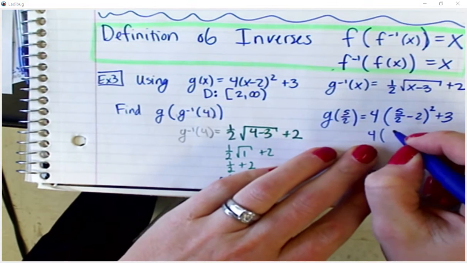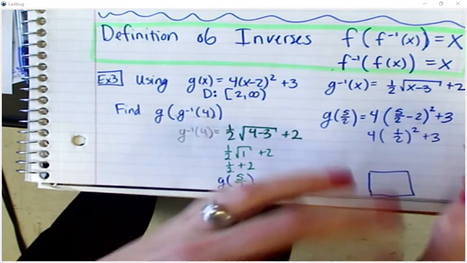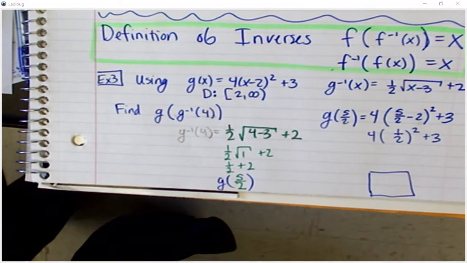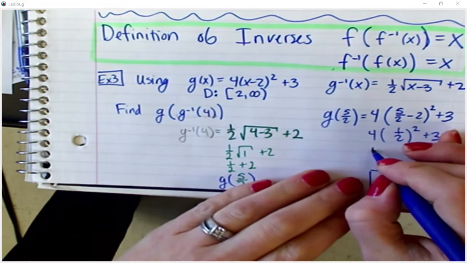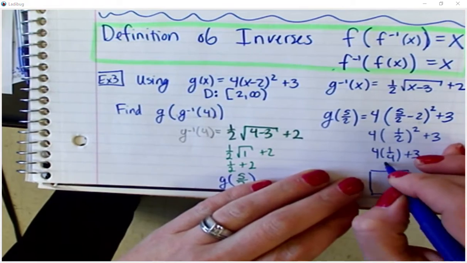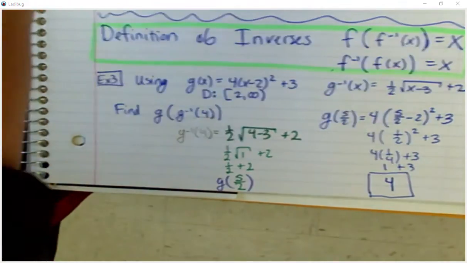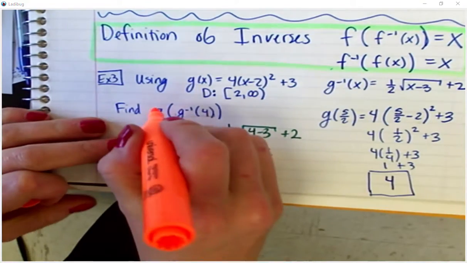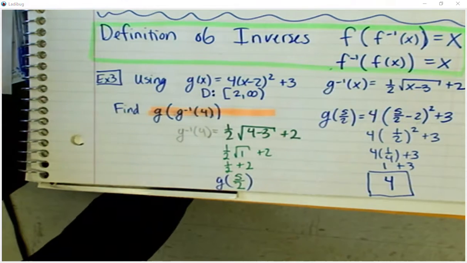So this is 1/2 squared plus 3. Because 5 halves minus 2 is 1/2 squared. So you get 4 times 1/4 plus 3. So that's 1 plus 3 is 4. Hey guys, I just told you the definition of inverses. You actually didn't need to do any work to answer that question.